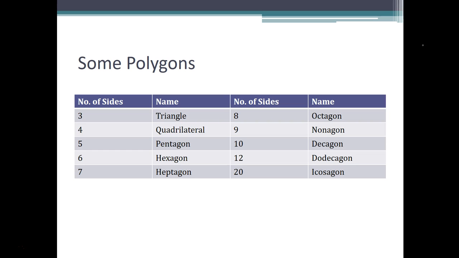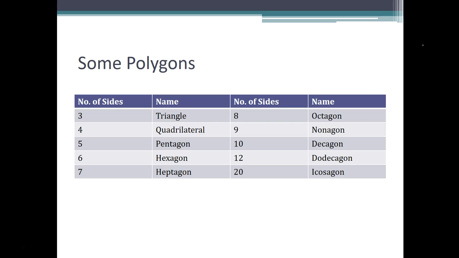5 make a pentagon. You've probably heard of the Pentagon building in Washington, D.C. 6 make a hexagon. It's that little shape that ends up in a beehive's honeycomb. 7's a heptagon. 8's an octagon, like a stop sign. 9's a nonagon. 10's a decagon. 12's a dodecagon. And you can have all kinds of numbers of sides. 20 has a specific name of icosagon.